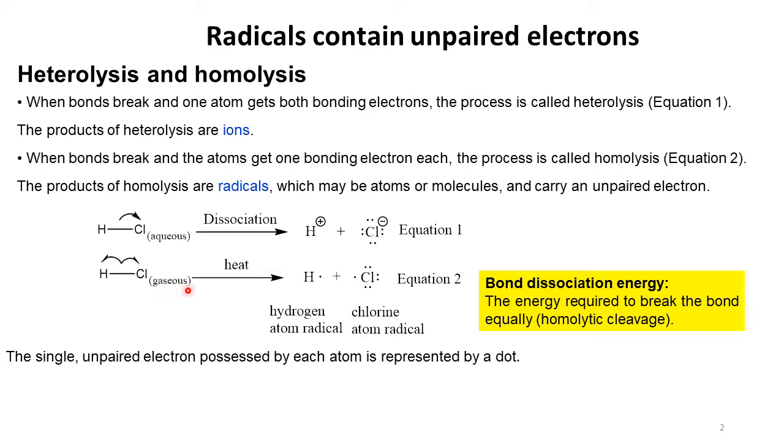While by introducing heat in the gaseous state, HCl can be broken, the bond between them broken equally. It's called homolytic cleavage, to give two radicals, each one carrying one dot. This dot is unpaired, or one single unpaired electron, to give hydrogen radical plus chlorine radical.